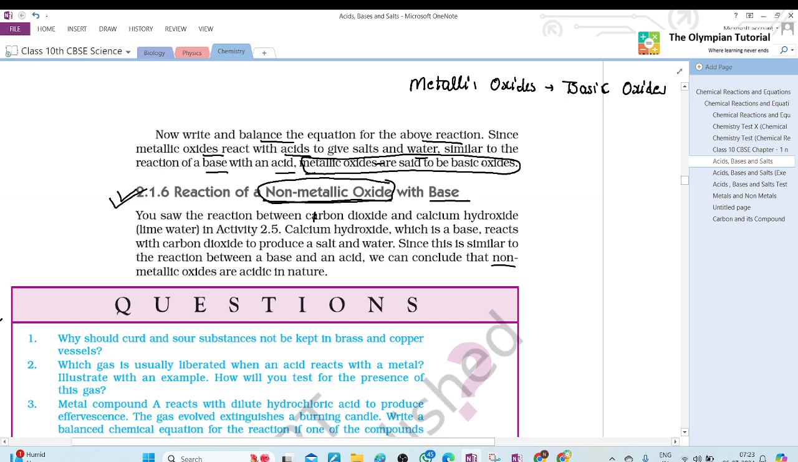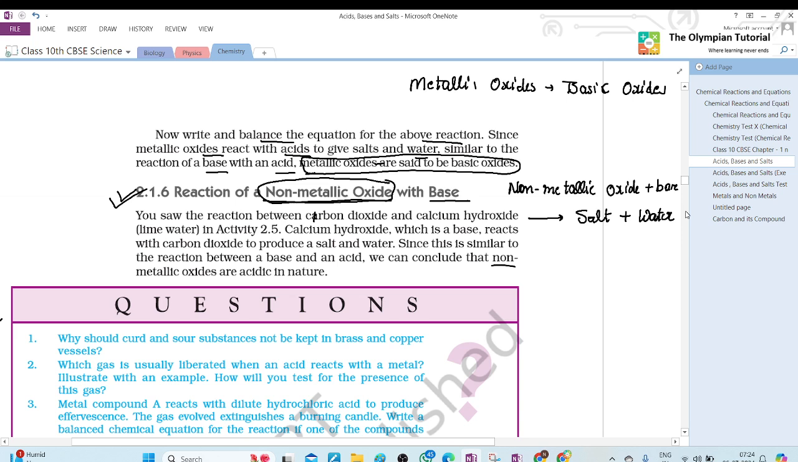Write down: non-metallic oxide plus base will give salt plus water. Non-metallic oxide plus base will give salt plus water.